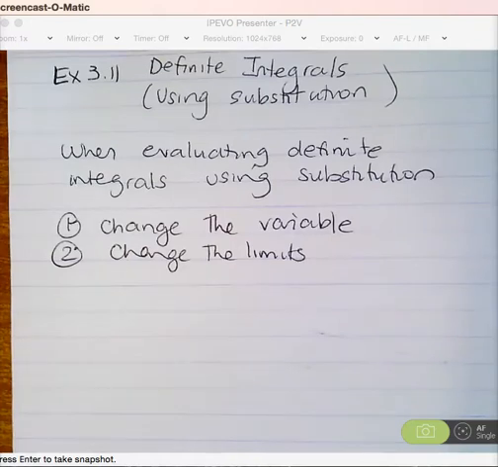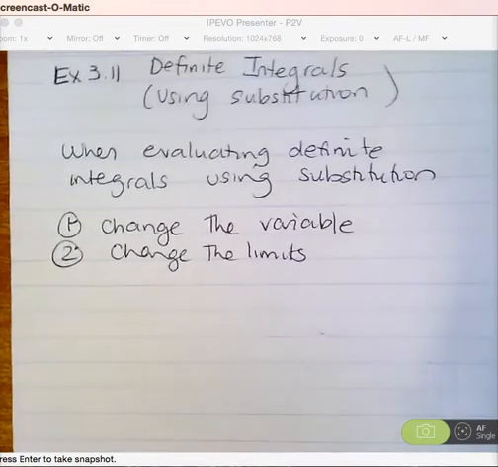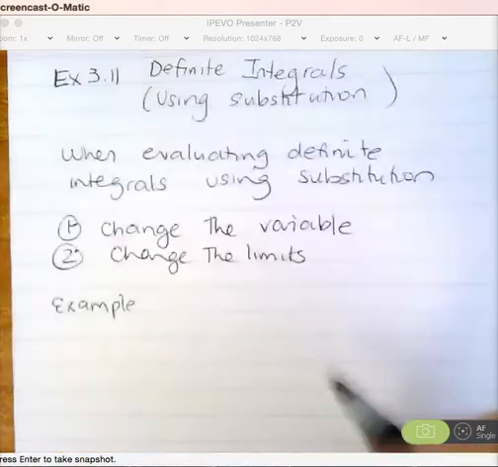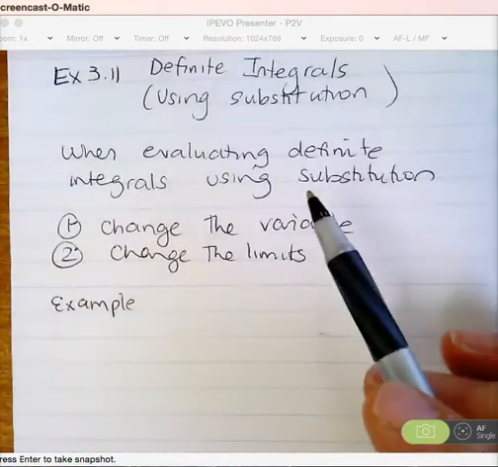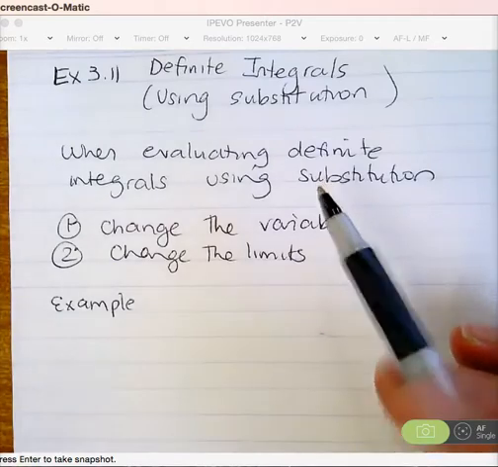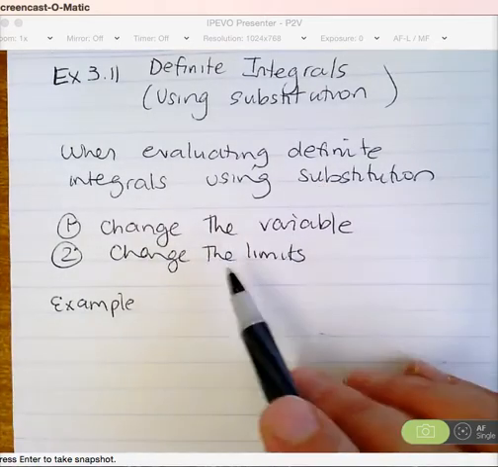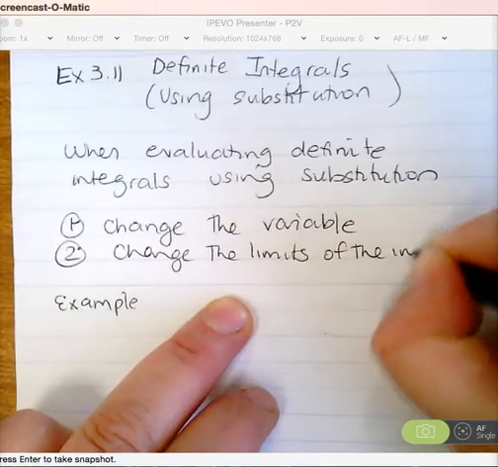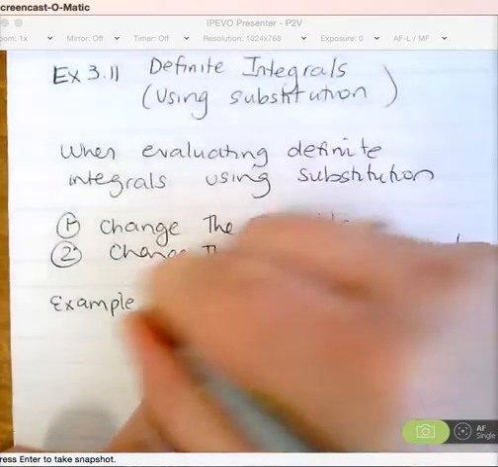Okay, these are examples for exercise 311, definite integrals using substitution. There is one difference when we do definite integrals compared to indefinite integrals. Definite integrals have values on the integration sign. So what we do, we change the variable and do all that substitution into the equation, but the change is that we change the limits of the integral to the new variable.